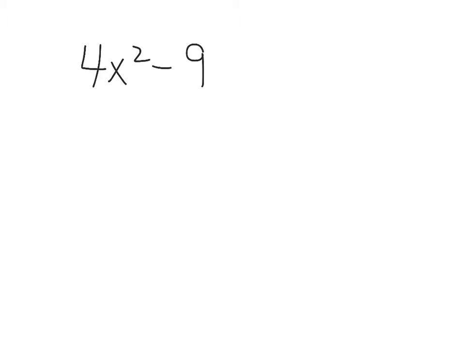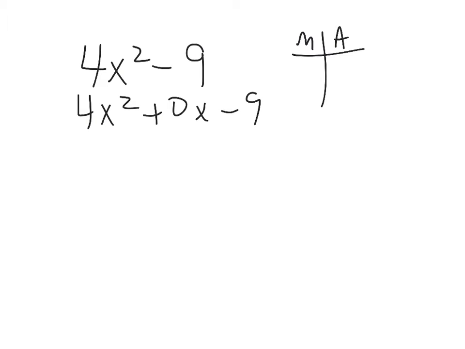Now we're going to do our MA chart. We've got to fill that out, and we've got to rewrite: 4x squared plus 0x minus 9. Remember that whenever you have a leading coefficient, you have to multiply these two first. So we're looking for factors of negative 36. What multiplies to give me negative 36 and adds to give me 0?